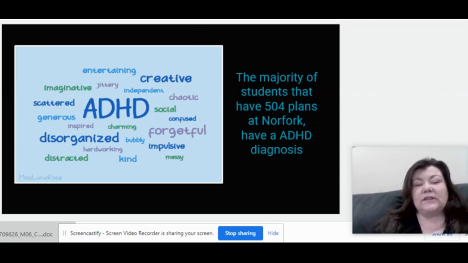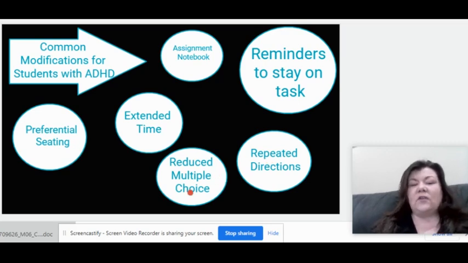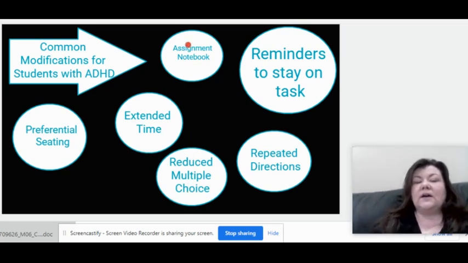With an ADHD diagnosis, we want to look at different modifications that will help keep them on task and keep them organized. They usually have a really hard time just knowing what assignments they have due and keeping up with them. So sometimes an assignment notebook works well as a modification if the parents are on board with that. They also need a lot of reminders to stay on task, sometimes repeated directions, reduced multiple choice, because if they have a lot to read, they're more likely to get distracted and not finish what they're supposed to be doing.